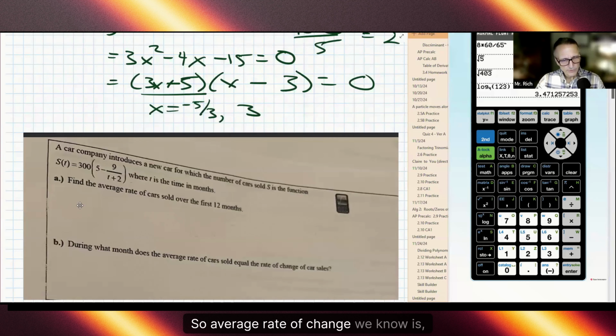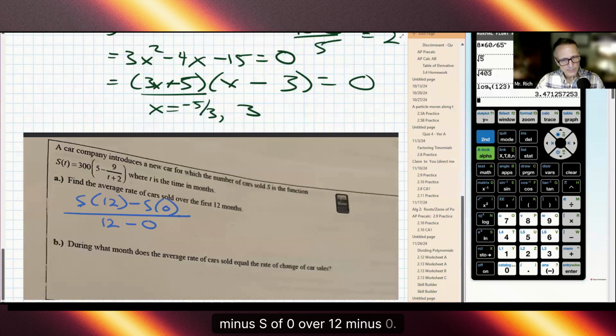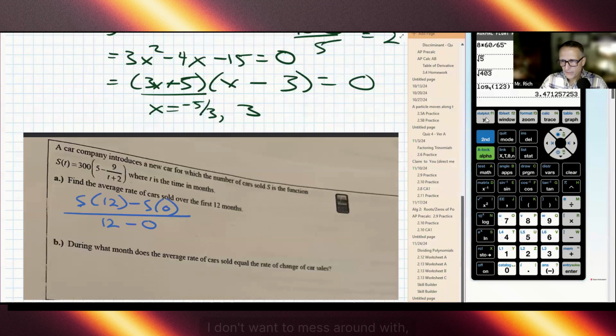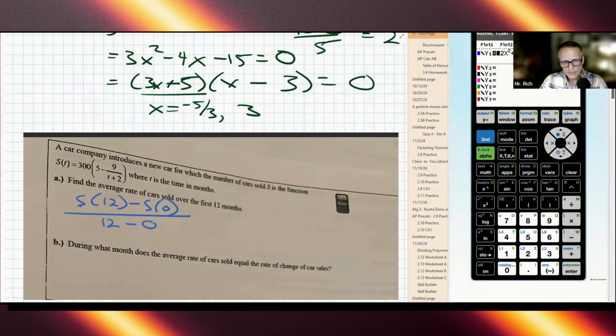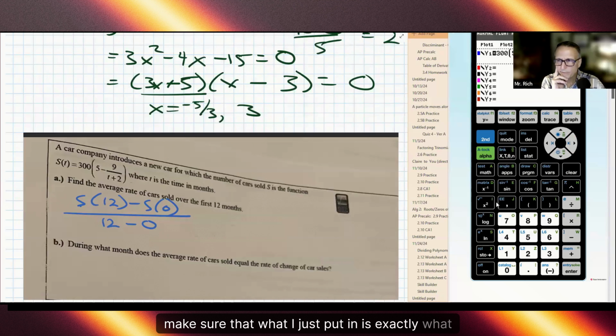So average rate of change, we know, is just going to be S of 12 minus S of 0 over 12 minus 0. And what I would do here, Taylor, since it's calculator active, is I don't want to mess around with plugging things into that equation. What I'm going to do is in my equation editor, I am going to put in the function exactly as it is. 300 times 5 minus, I will make a fraction. I will put a 9 on the top, and I will put an x plus 2 in the bottom, and double and triple check to make sure that what I just put in is exactly what they wanted.